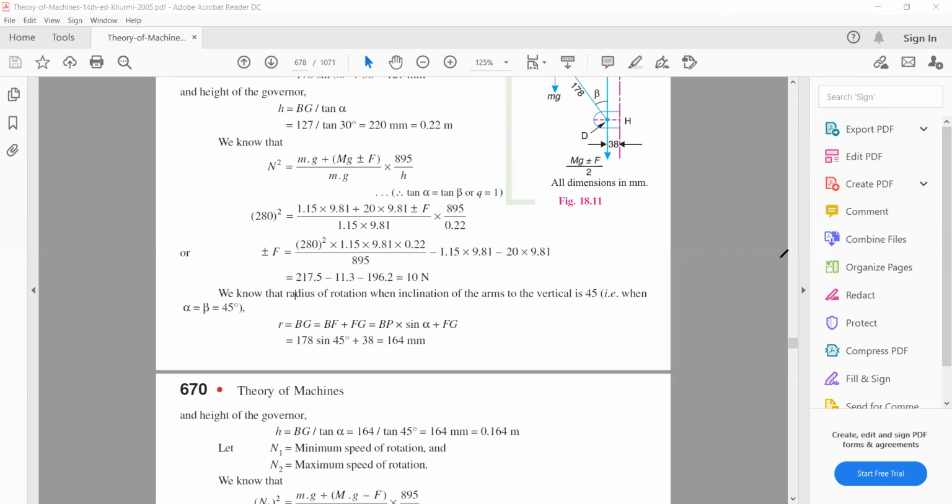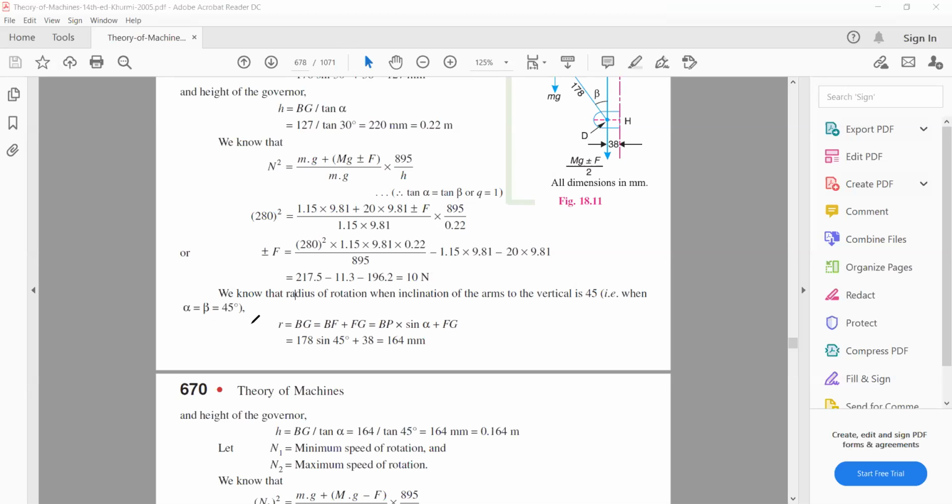And now we know that the radius of rotation and the inclination of the arms will change when the speed increases. So how much is the angle? The alpha and beta values become 45 degrees. That inclination is increasing. So the value is 45 degrees.